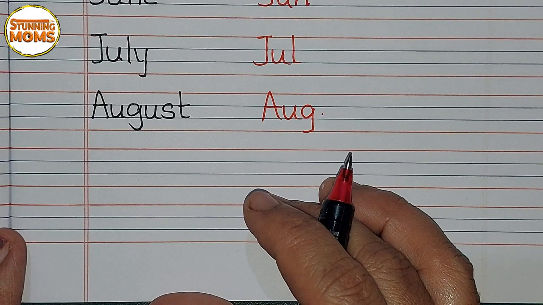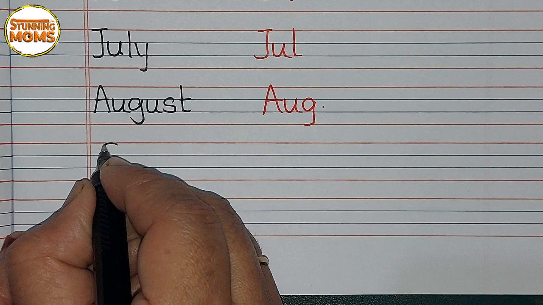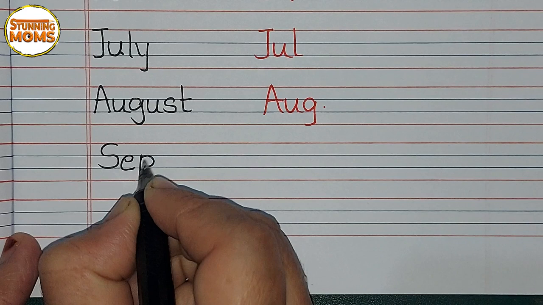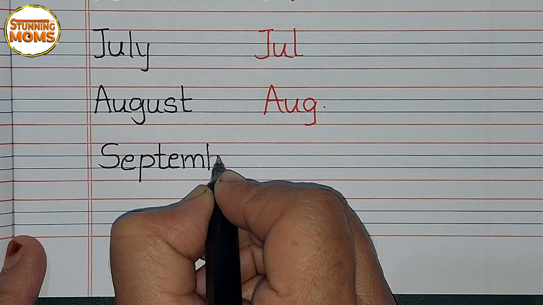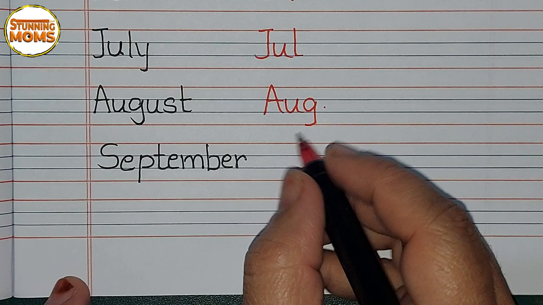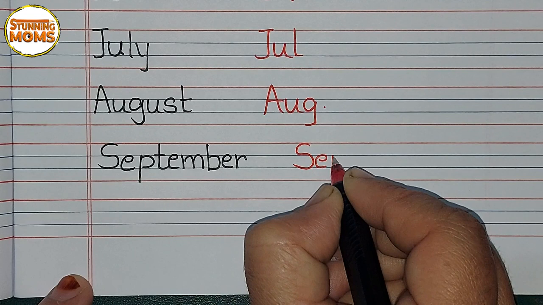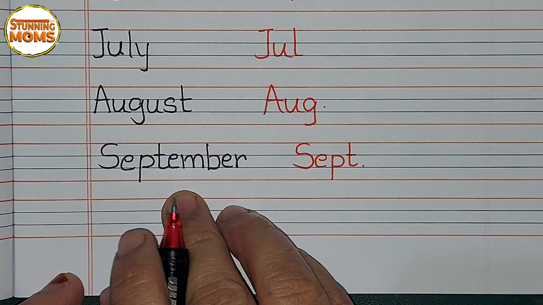Next, September. S E P T E M B E R. For September, we write just S E P T. It's understood that S E P T means it's the month of September.